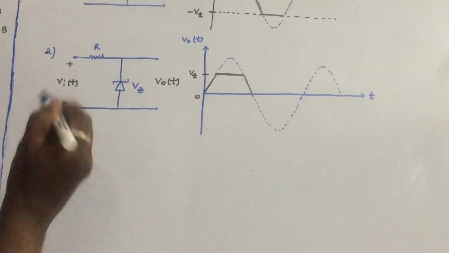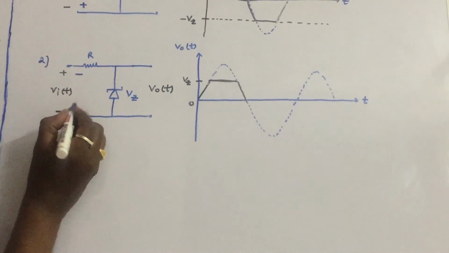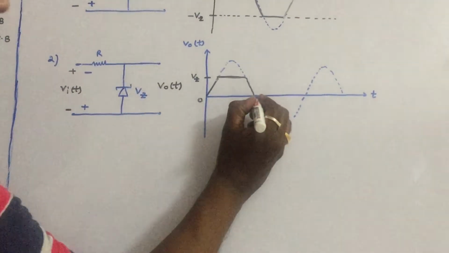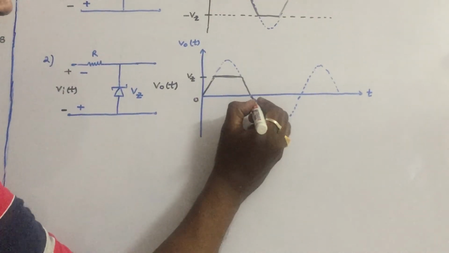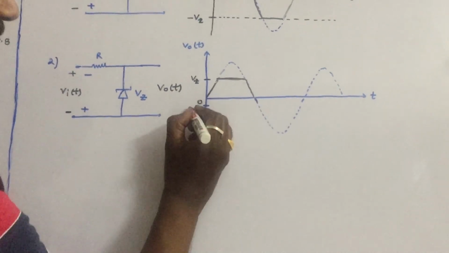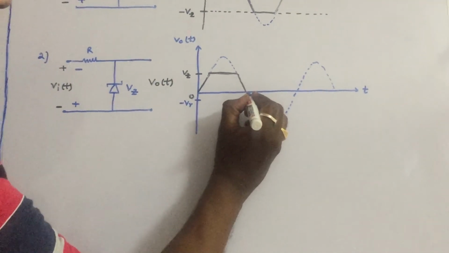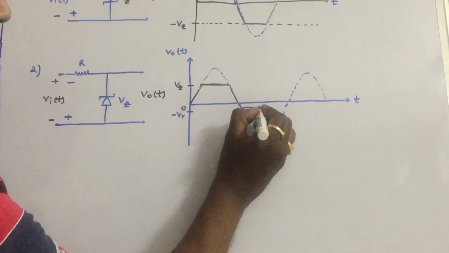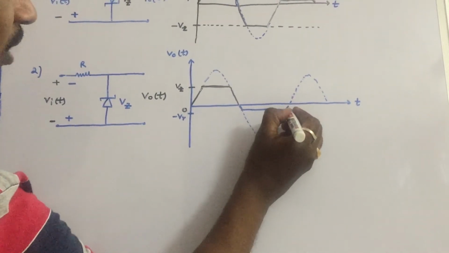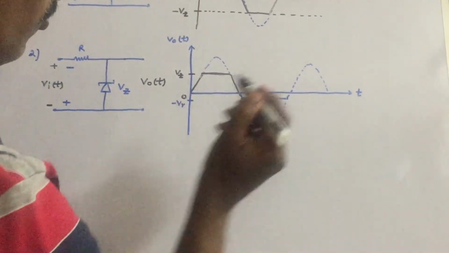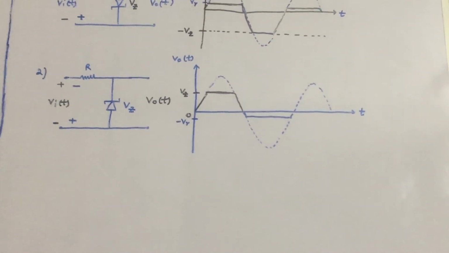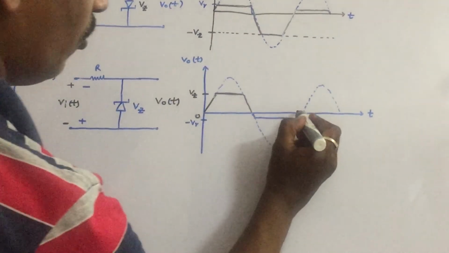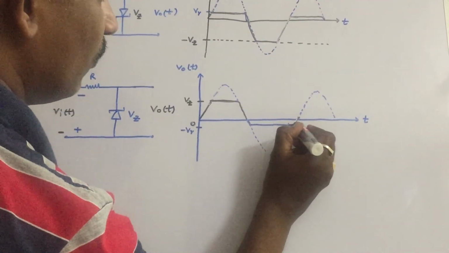During the negative half cycle, the Zener diode is forward biased. It just acts like a general diode. What is the general diode characteristic? Say this is the cut-in voltage. Below it, V0 is equal to VA. Once the input voltage is greater than the cut-in voltage, the diode voltage remains at V gamma. You have to draw the characteristics like this.